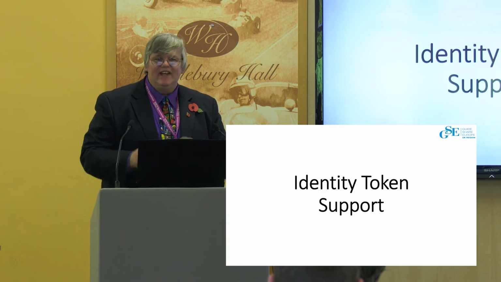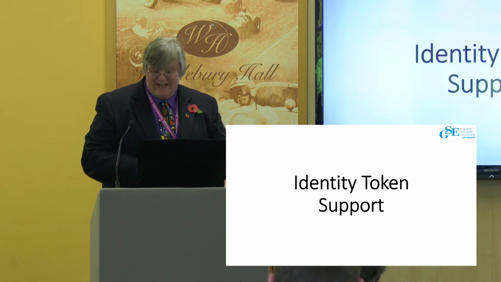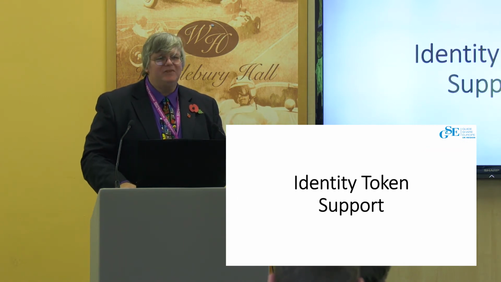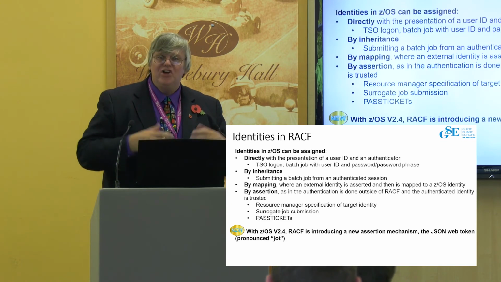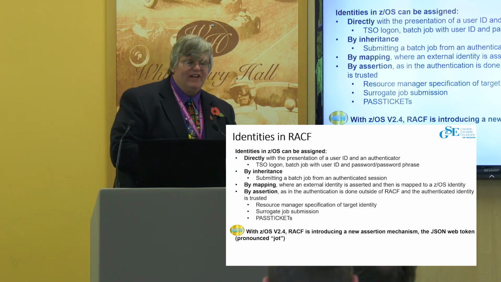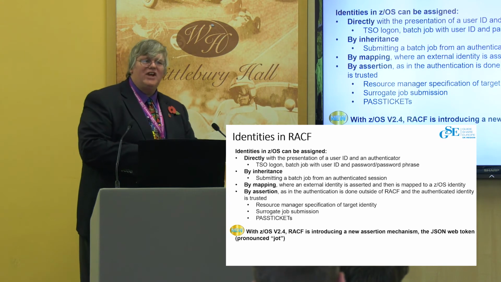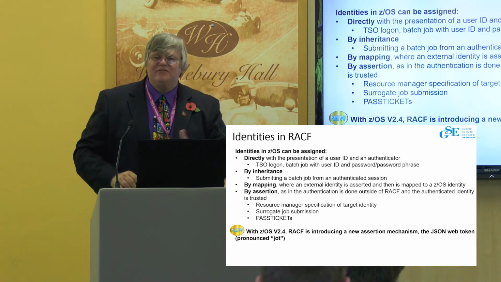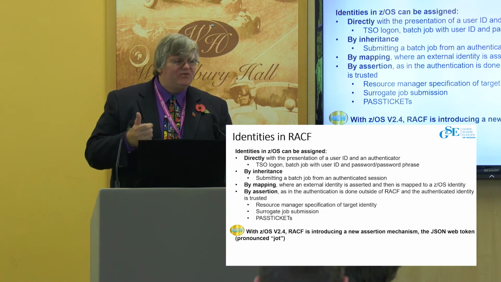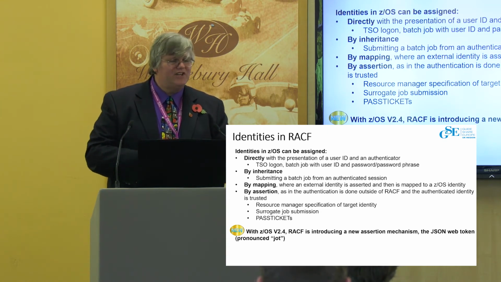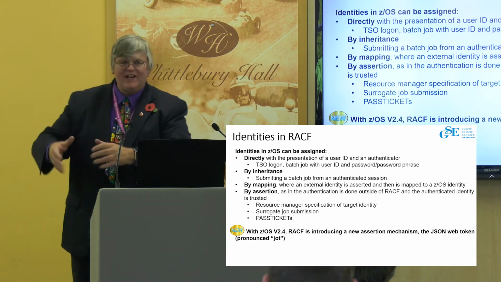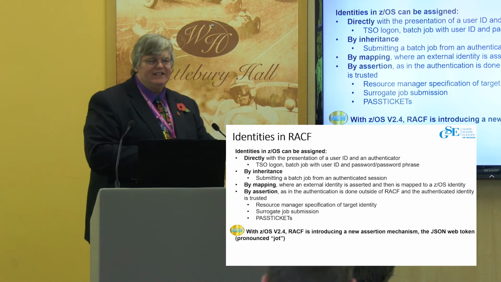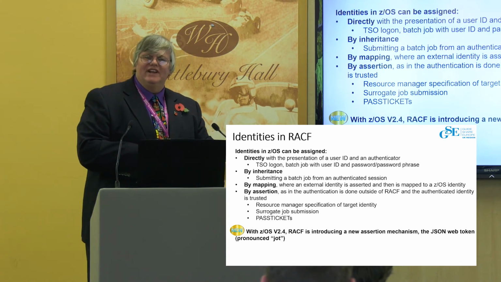All right, end of that discussion. Let's talk about something called identity tokens. This follows nicely with the ACE discussion because it's all about who you are. It's all about identities. So in z/OS, how do we assign identities? I classify them a couple of different ways. The first is directly: I have a user ID and a password, I log on to TSO, TSO takes that information, gives it to RACF, and boom, we create an ACE. But that's not the only way to get an identity created.